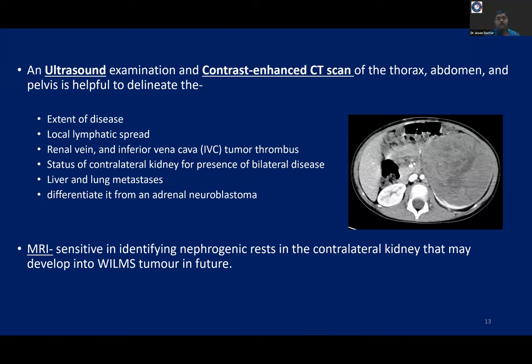Apart from that, an MRI for identifying nephrogenic rests. A lot of these Wilm's tumors arise from nephrogenic rests in the kidney, which are said to be the precursors to Wilm's tumor. An MRI gives you better soft tissue imaging, and in the contralateral kidney, if there are any nephrogenic rests likely to develop into a Wilm's tumor in future, sometimes you can pick them up and do a partial nephron-sparing nephrectomy on the other side as well, removing those nephrogenic rests or suspicious areas and sending them for histopathology or frozen section, depending on the case.